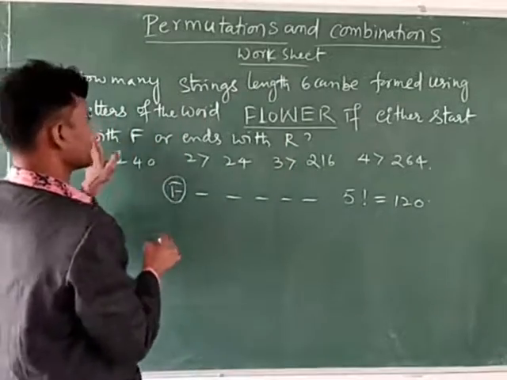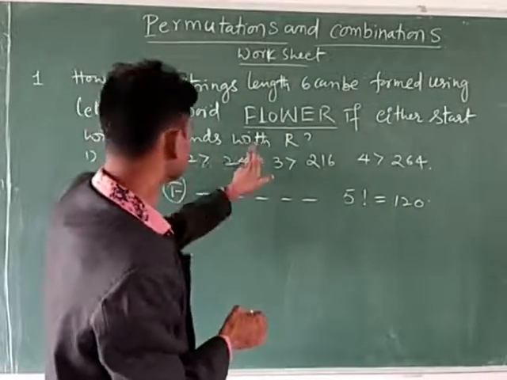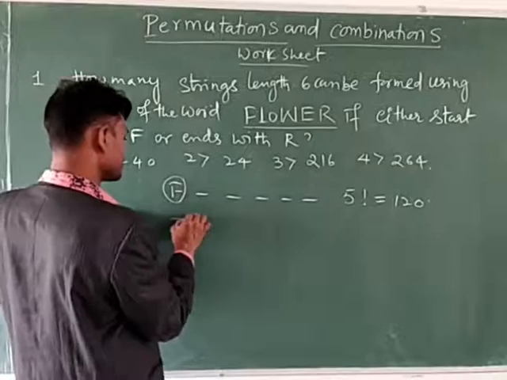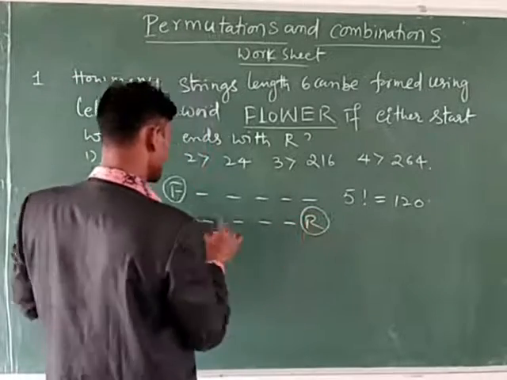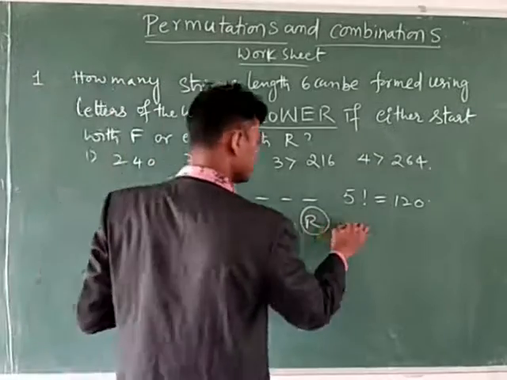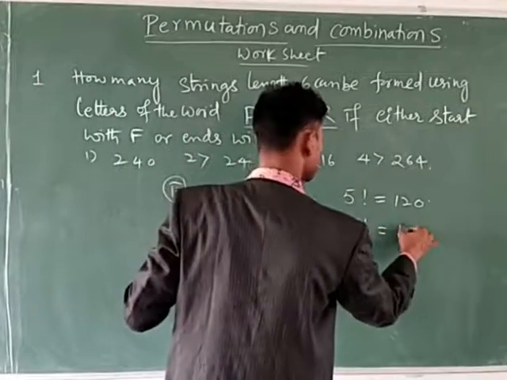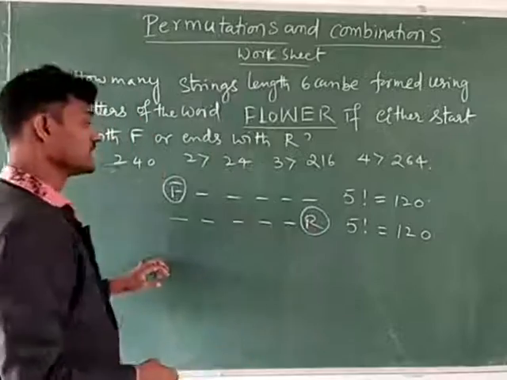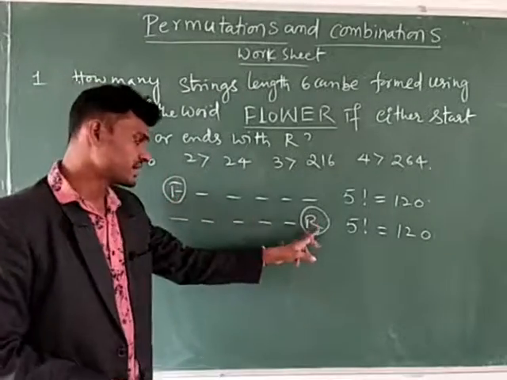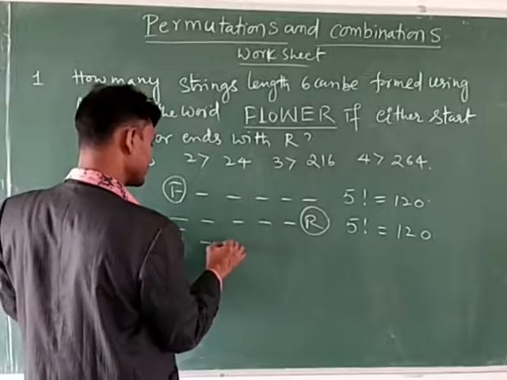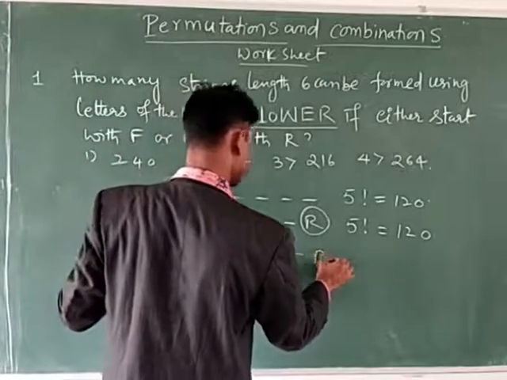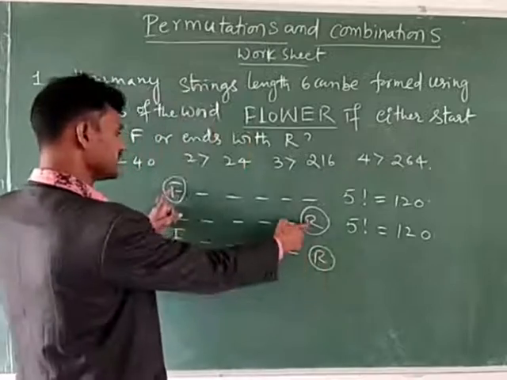Next, the second one is R. Ends with R means 1, 2, 3, 4, 5. Ends with R, then here also 5 blanks are there. We can fill them in 5 factorial ways. This is 120. Next, F and R both. Here started with F, 1, 2, 3, 4, and ending with R. This is also included in this.